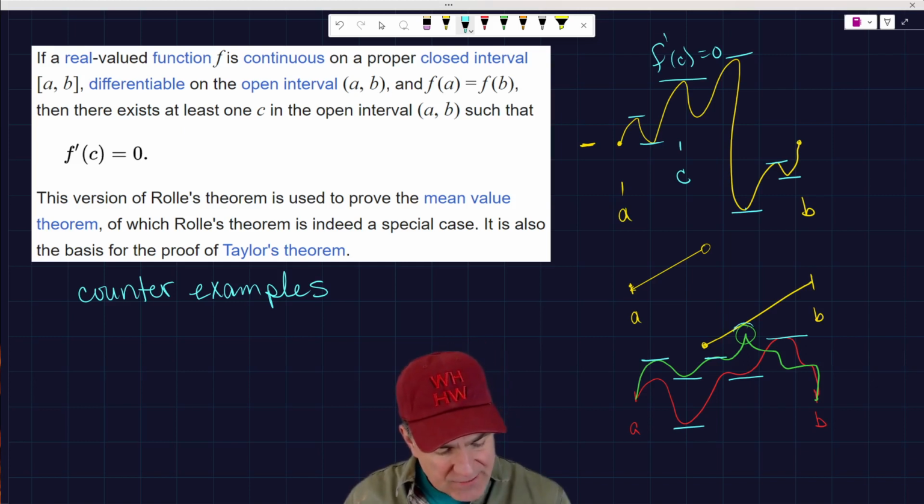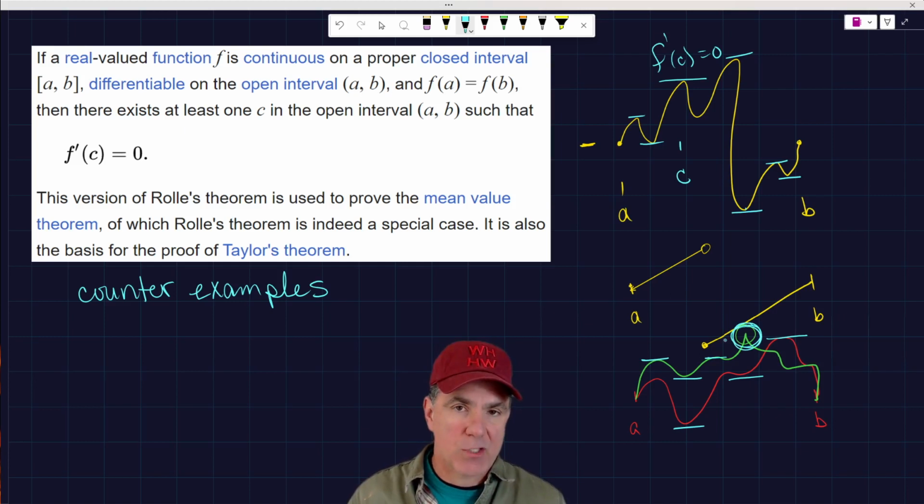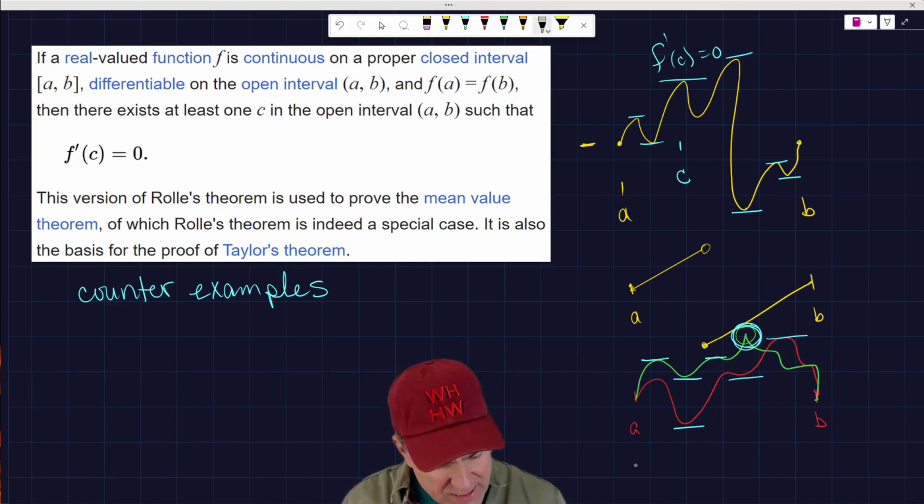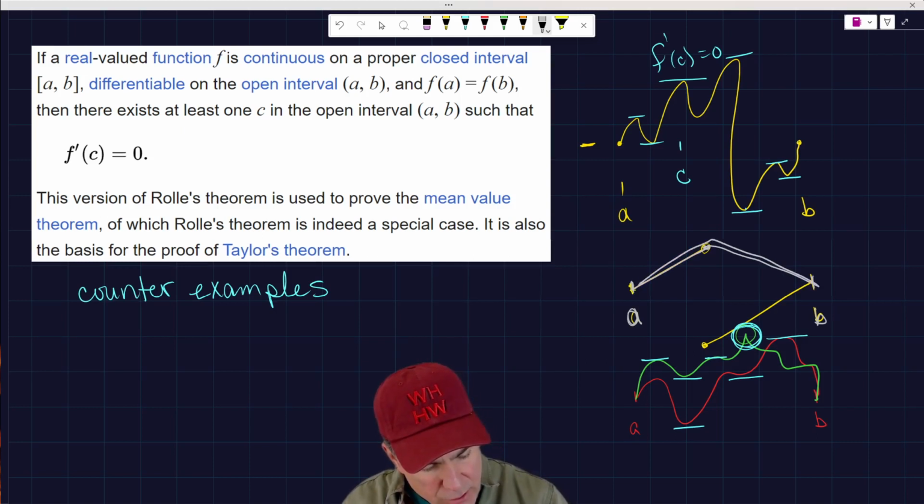Well, but the cusp gives us an idea of how we might make this work. We can come up with a counterexample by considering, and I'm going to come back up here and do it, some endpoints A and B. What if I just took my function up like an absolute value and drew it just straight like this? So I'm looking now at the gray function.